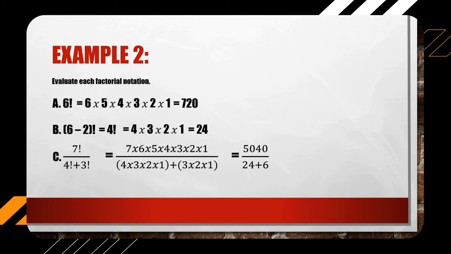Yan ay magiging 5,040 all over 24 plus 6. Okay? Yung 7 factorial is 5,040. Yung 4 factorial is 24. At yung 3 factorial ay 6. Then simplify. I-add muna natin yung 24 at saka 6. Then 5,040 divided by 30 is 168. Okay, so the answer is 168.